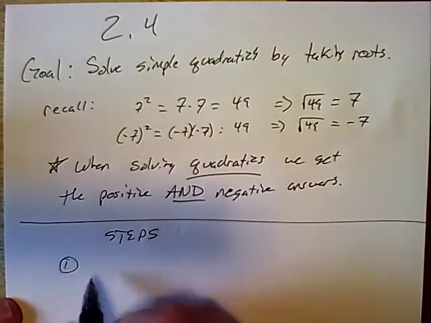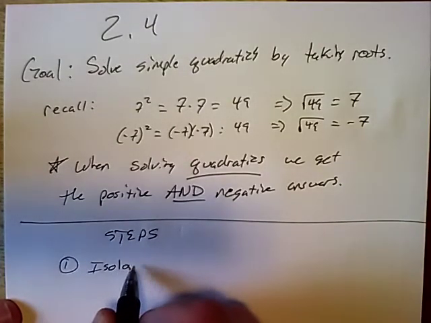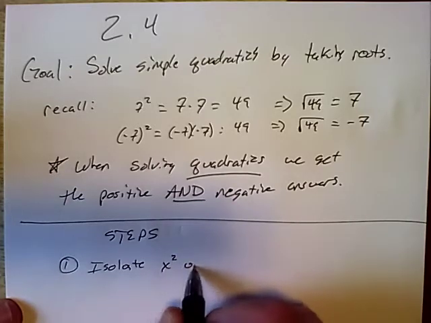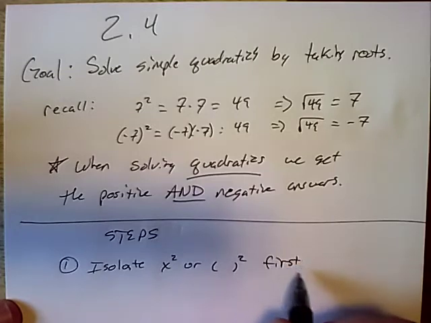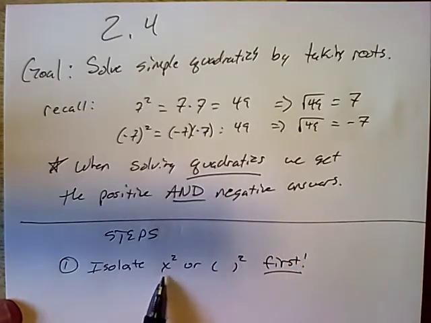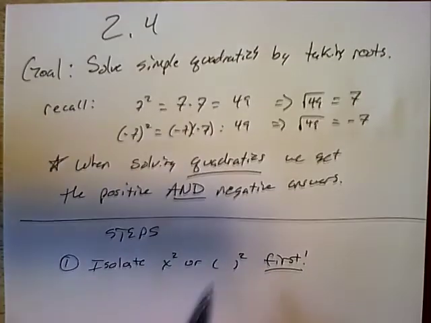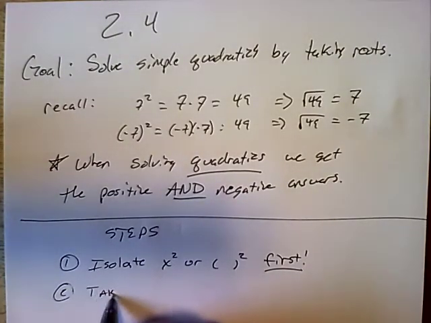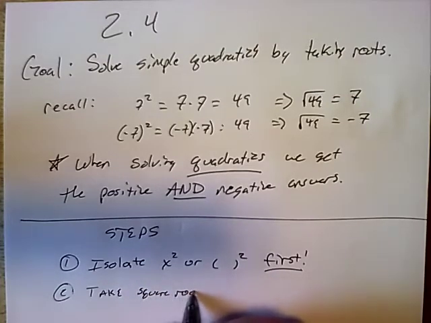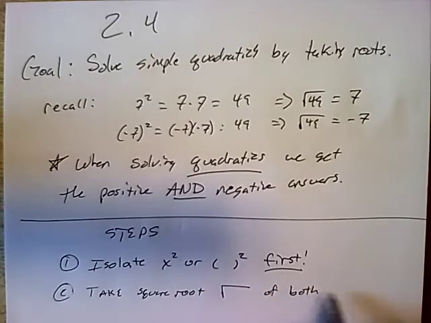Alright, so here are the steps. We're going to isolate whatever's in the parentheses first. Alright, so we're either going to get x squared by itself, or if there's any parentheses, we're going to get those parentheses by itself first. Then the second thing we want to do is take the square root of both sides.